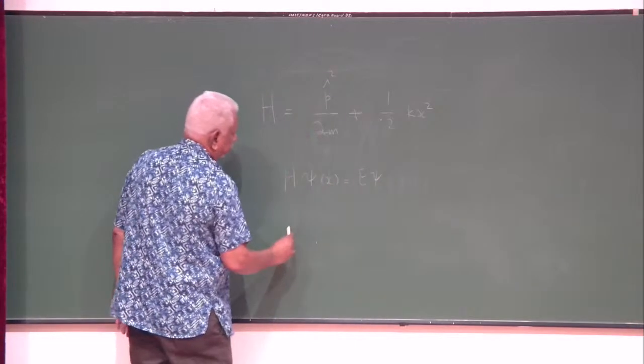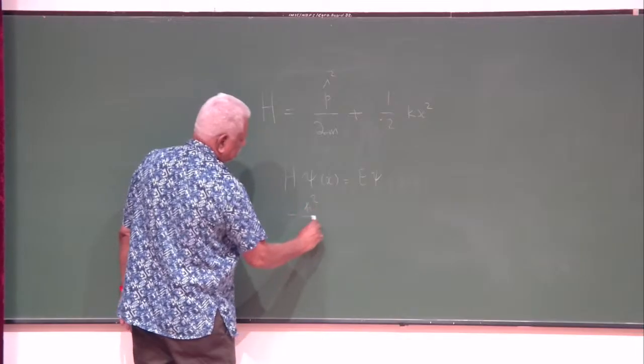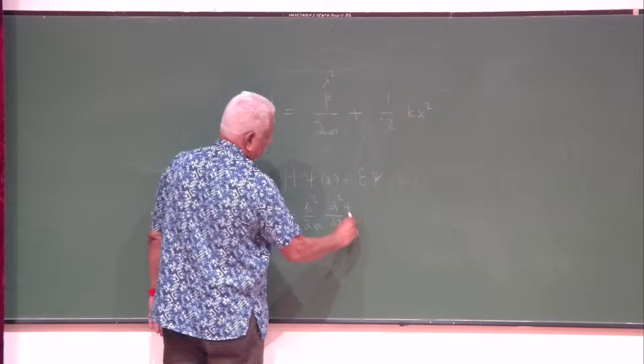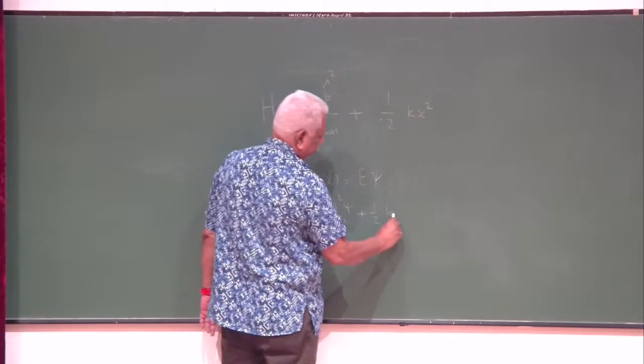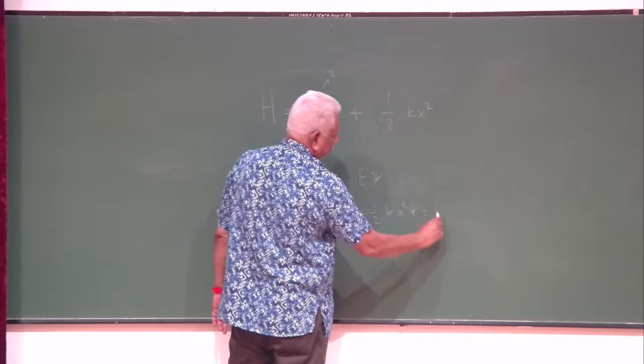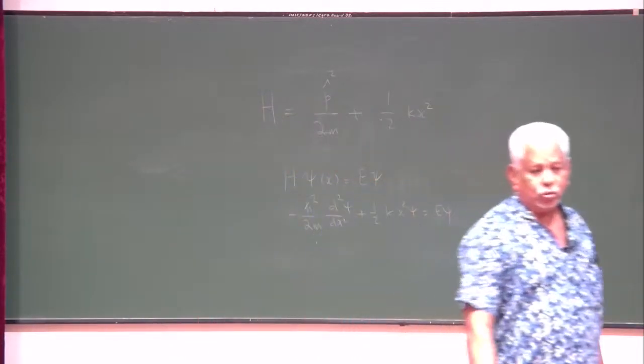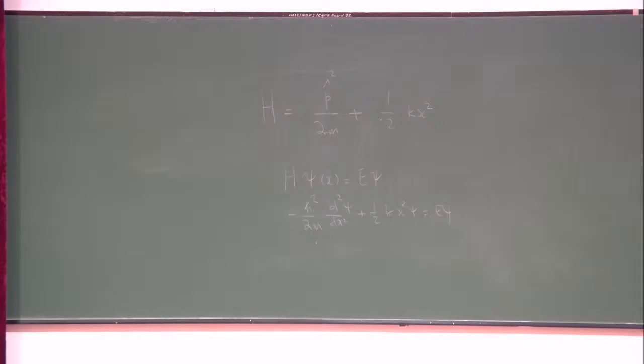Where this is actually minus h bar square by 2m d square psi by dx square plus half kx square psi equals E psi. This is the differential equation which you should solve among square integrable functions. The solution should be such that if you integrate psi star psi, it should be 1 or some finite number which you can always normalize. That is what is required.